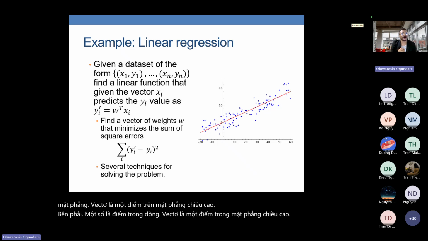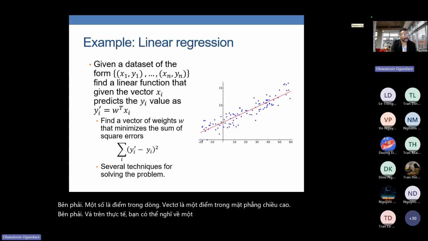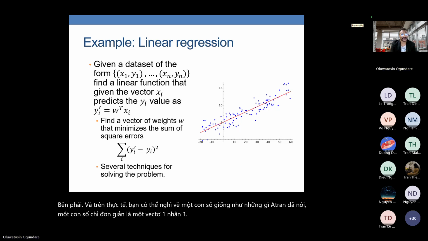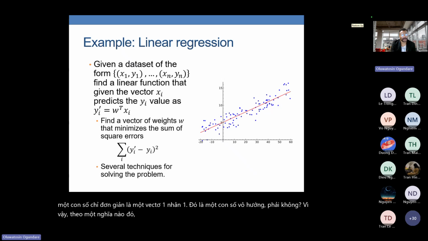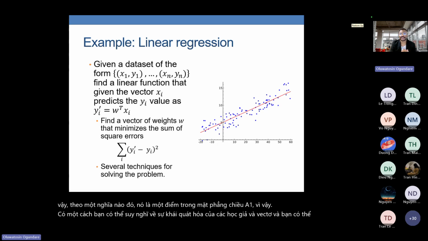And in fact, you can think about a number as like what Atran said. A number is simply a 1-by-1 vector. That's a number. That's a scalar, right? So in some sense, it's a point on a one-dimensional plane. So there is a way you can think about generalizations of scalars and vectors, and you can have a conception in your mind.